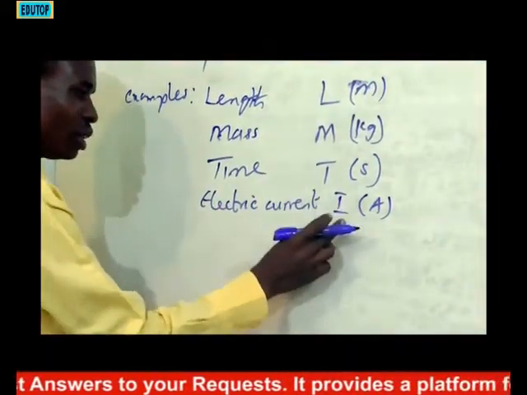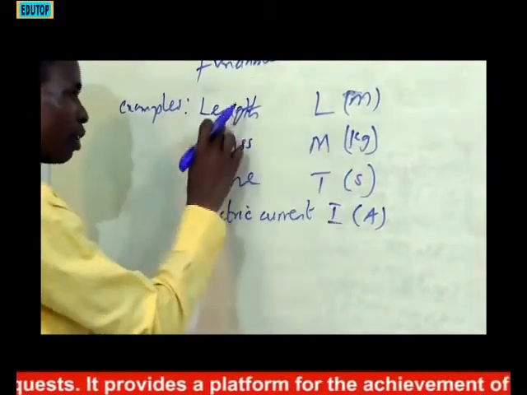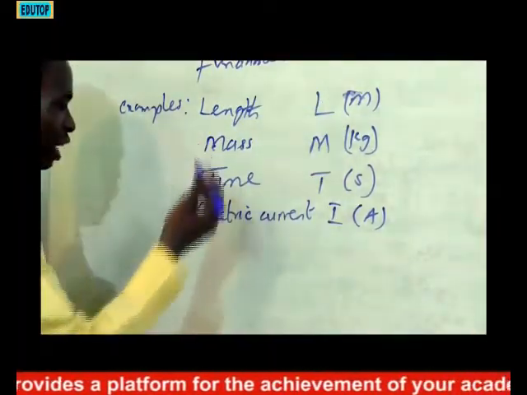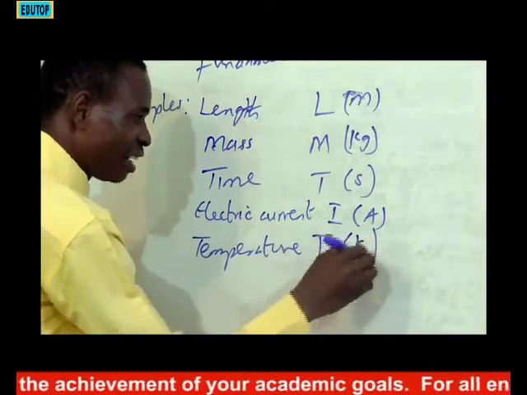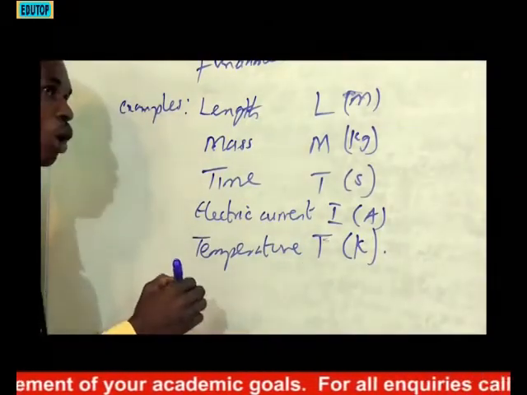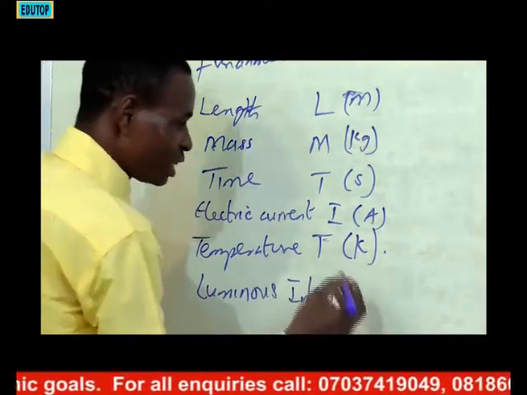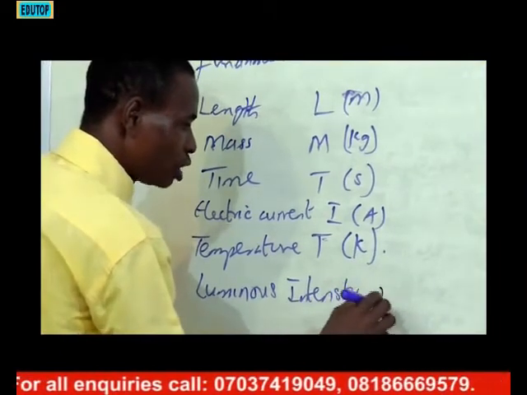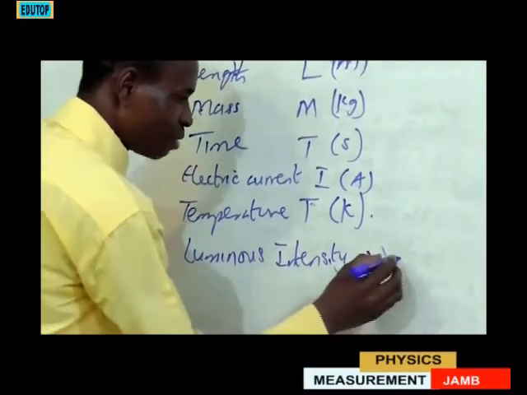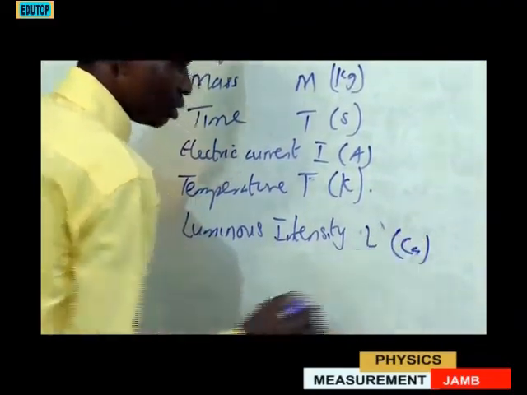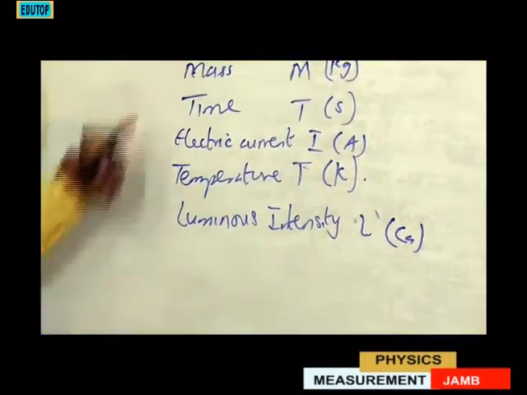Electric current, the symbol is I; for time, the symbol is T; for mass, the symbol is M; for length, the symbol is L. Then we have temperature, and the unit is Kelvin. We have another one called luminous intensity, and the unit is candela, CD. All these are examples of fundamental quantities.